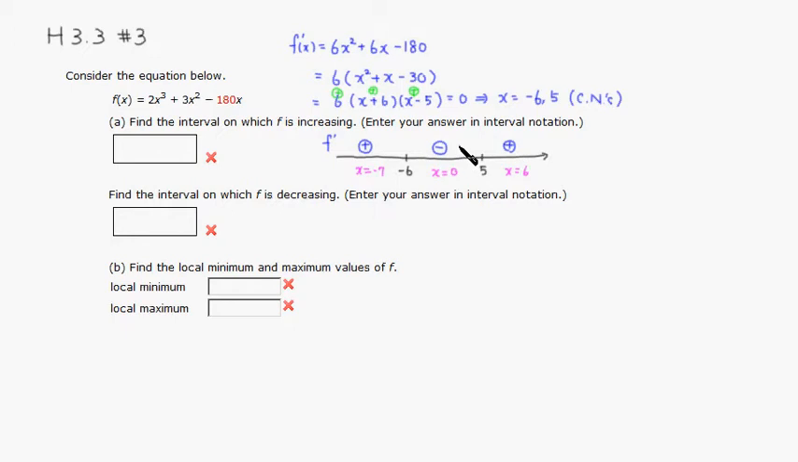Which means that the original function f is going to be increasing on this interval, decreasing on this interval, and increasing on that interval. So the interval on which f is increasing is going to be negative infinity to negative 6 and 5 to positive infinity. Let's type that in.